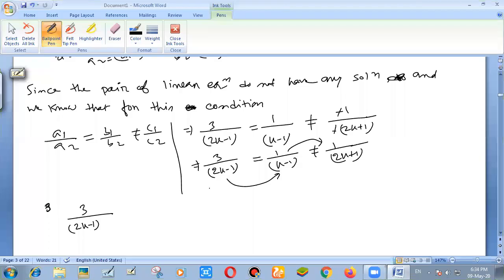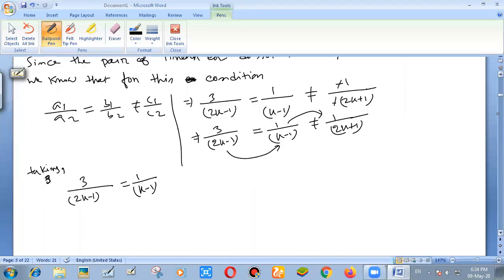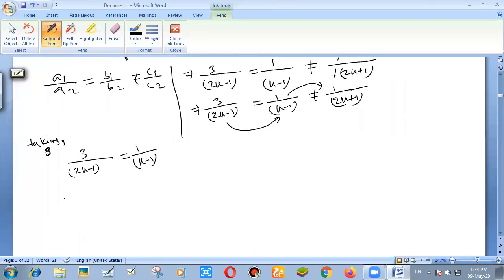Now see, first you will take this pair. So write down, taking 3 by 2k minus 1 equal to 1 by k minus 1, and from here find the value of k. Cross multiply, it will be 3k minus 3 equal to 2k minus 1. So if you take 2k to the left hand side, it will be 3k minus 2k equal to 3 minus 1. Now 3k minus 2k will be k, and it will be 2. So the value of k will be 2.